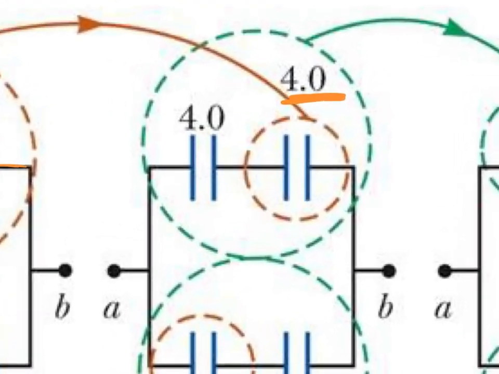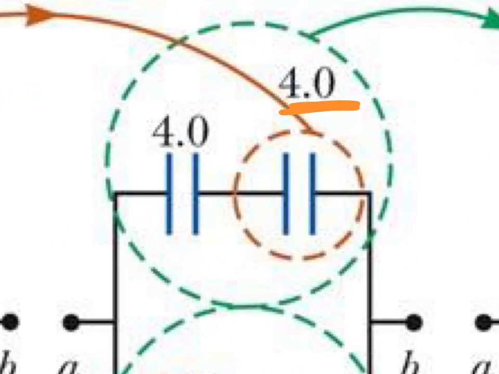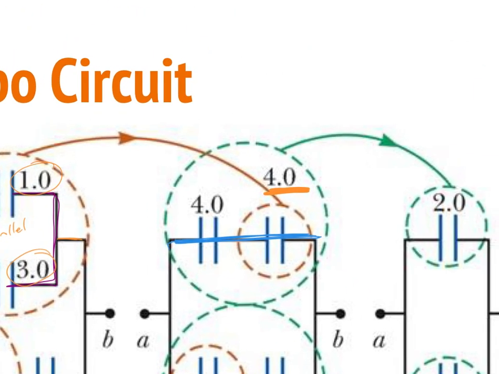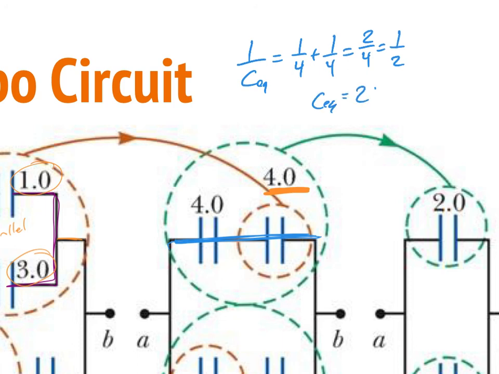Once I simplified that, these two have a common line between them. They are in series. Being in series, I have to do the inverse equation. 1 over C equivalent will be equal to 1 over 4 plus 1 over 4, which will be equal to 2 over 4, which is equal to 1/2. And then don't forget to flip the result. C equivalent is equal to 2 farad, as we see right there.